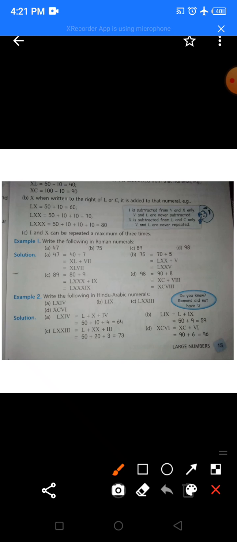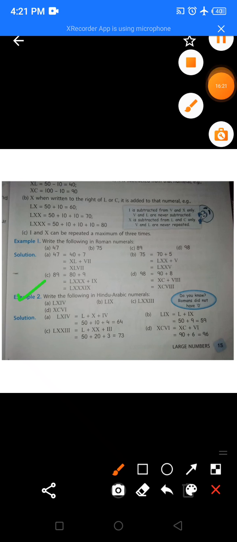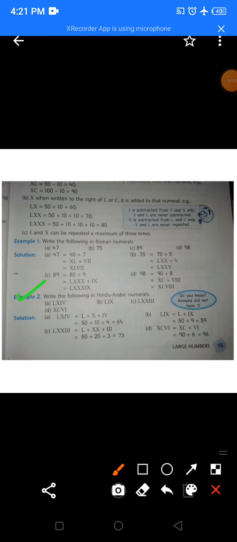Now, children, read example number 2. Write the following in Hindu-Arabic numerals. Now, you have to write in Hindu-Arabic numerals. Okay. Now, look here. The first question you will just write as it is. Now look here, what is happening here. You have just written the question.